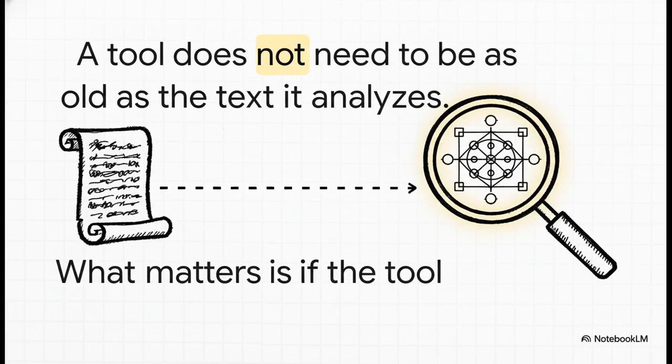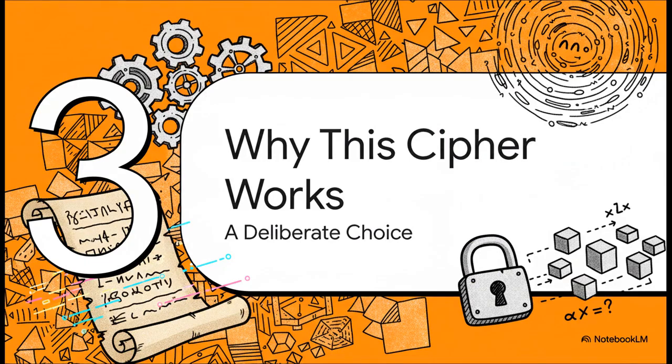So this is really the bottom line. A tool does not need to be as old as the text it analyzes. The only thing that matters, the only test, is whether that tool is effective at revealing the structure and order that's already lying there, waiting to be discovered. So that naturally leads to the next question, doesn't it? Okay, so if the tool can be modern, why this one? Why this particular cipher? What makes it the right tool for the job?